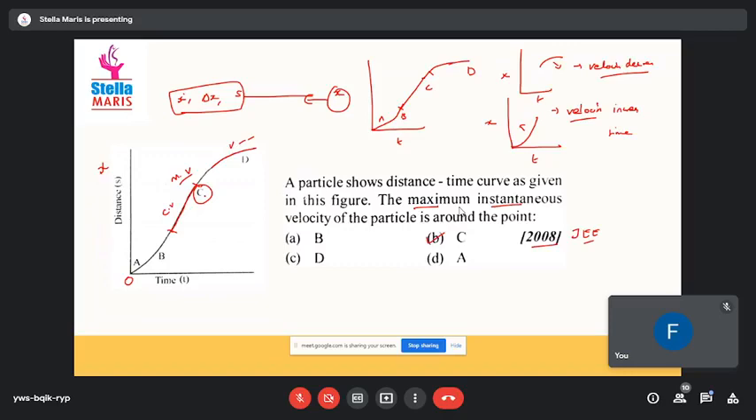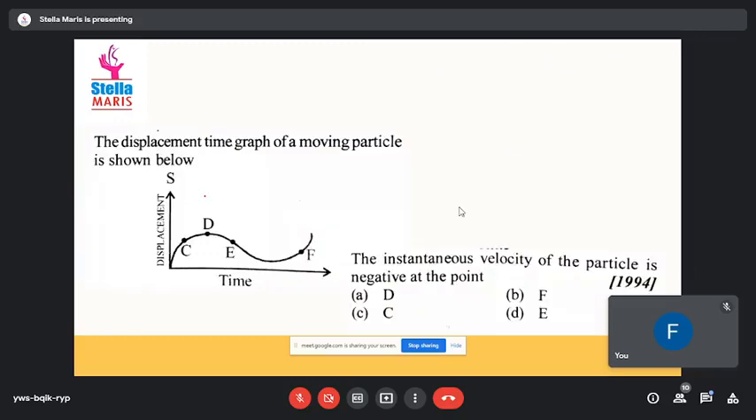Yes, sir. Okay, so we'll move to the next sum. They have given the displacement time graph of a moving particle, and it was asked in the year in AIPMT, the All India Pre-Medical Test, which has now become NEET. They have given four points and are asking at which point the instantaneous velocity of the particle will be negative. You just go through this question. I'll be back in a moment.